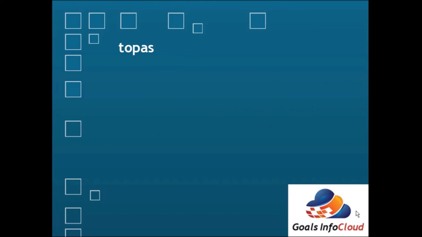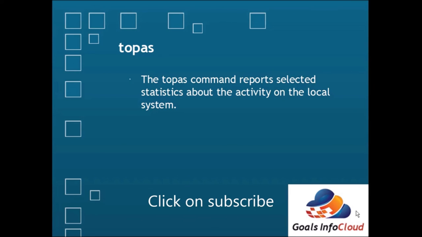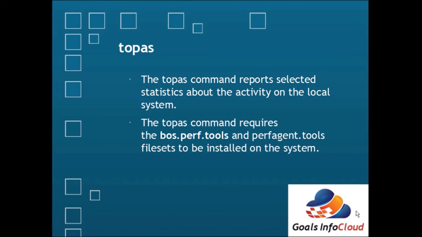In AIX, to monitor the entire system, command is topas. Topas, it shows the complete system information. It monitors all the parameters like CPU, memory, input-output devices, hot processes, paging space, and the NFS-related things also. The topas command reports selected statistics about the activity on a local system. And for this command, the bos.perf.tools and perfagent.tools file sets need to be installed on a system. So these file sets are required to use the topas command.